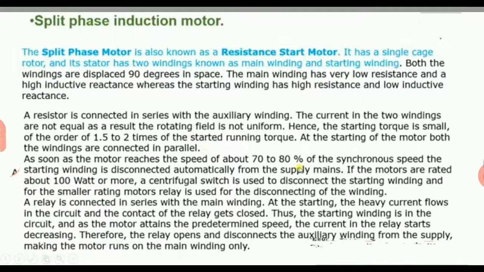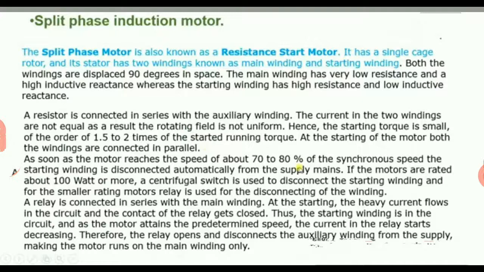So here is the first motor, the split phase induction motor. The split phase induction motor is also known as the resistance start motor. A squirrel cage rotor is used in this single phase induction motor. There are two windings, the starting winding and the main winding. Both windings are displaced 90 degrees in space. The main winding has very low resistance and high inductive reactance, whereas the starting winding has high resistance and low inductive reactance. A resistor is connected in series with the auxiliary winding.